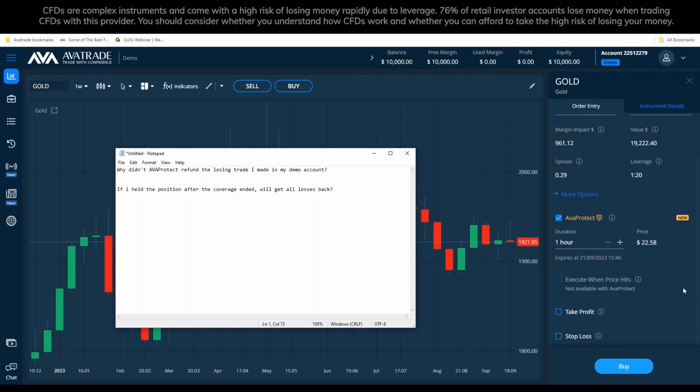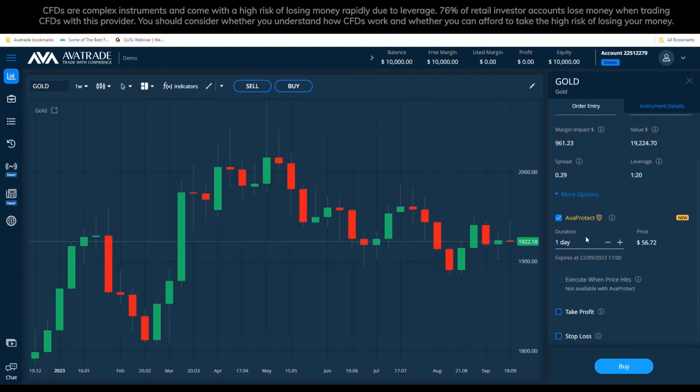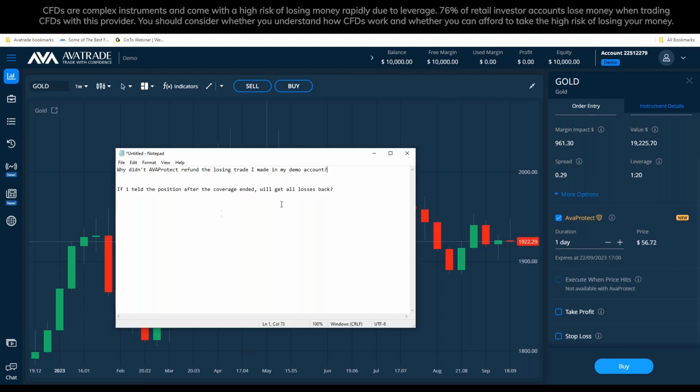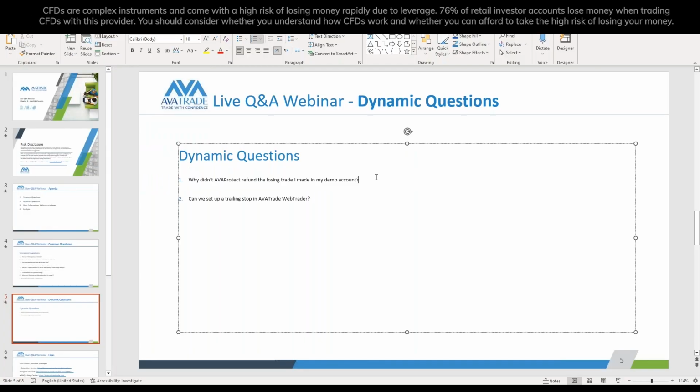Because it's only given back for the time that you are covered, not beyond that. Whatever happens beyond that, we don't take responsibility. This is why the fee costs more money when it's for a longer term. I hope it makes sense. This could be one of the reasons. Okay, so I'm going to write down here: AvaProtect only refunds the losses during the coverage and not after the coverage ends.